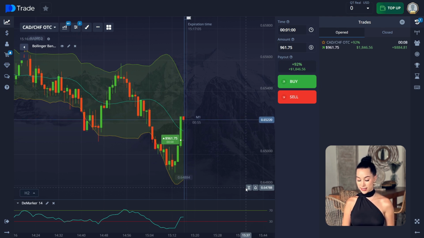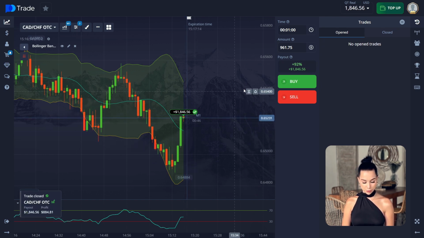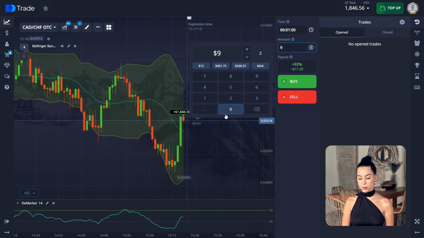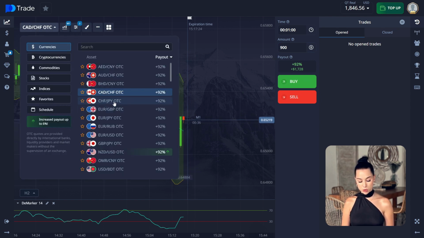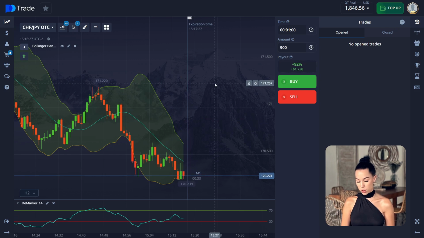So guys, it's 8 seconds. So then we count down 7, 6, 5, 4, 3, 2, 1, and we close the trade perfectly. So now let's change the amount of money per trade. Now we're not going to risk that much, so in case of a loss, we will be able to open another trade and not lose all of our deposit.